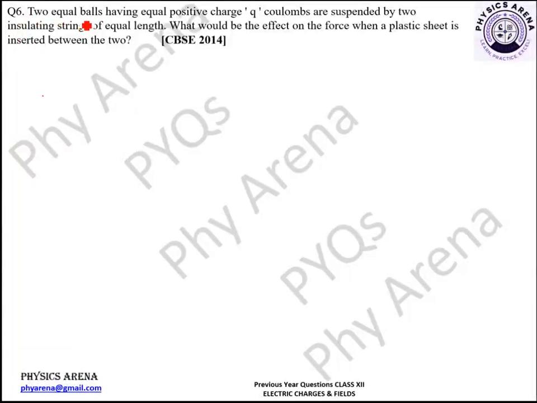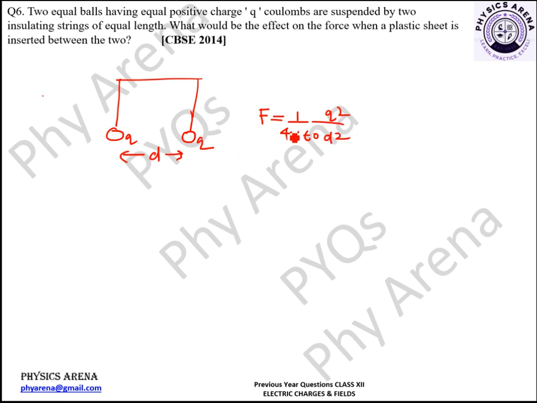Question 6. Two equal balls having equal positive charge q coulombs are suspended by two insulating strings of equal length. What would be the effect on the force when a plastic sheet is inserted between the two? So let us take the two balls, each having a charge q, separated by a distance d. So the force between them can be written as 1 upon 4 pi epsilon naught q square upon d square using Coulomb's law.